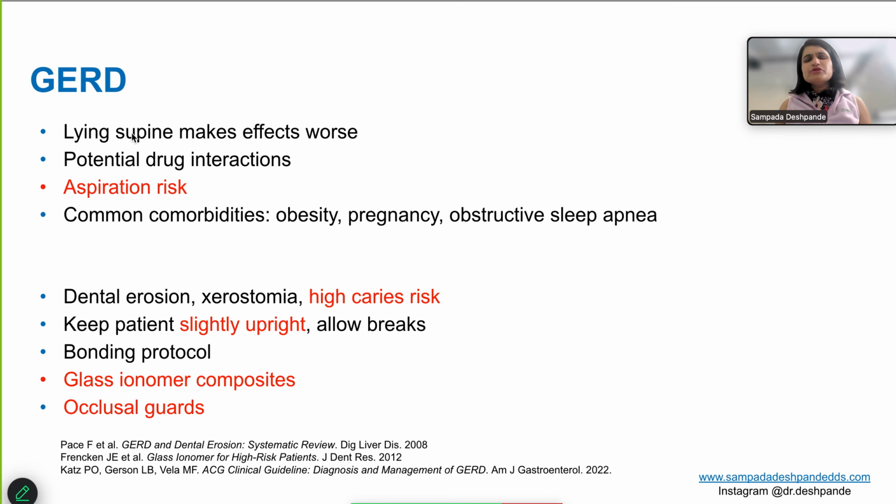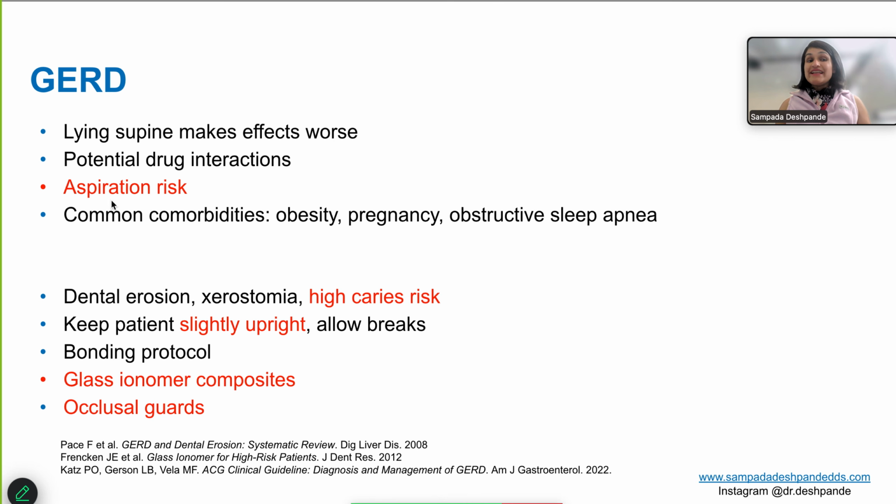GERD is super common, to the point that we almost passively ignore it, but we really shouldn't, because GERD can have implications in so many other comorbidities. And specifically, I should have highlighted this in red, obstructive sleep apnea. A lot of patients with sleep apnea happen to also have GERD. So please be aware of this.